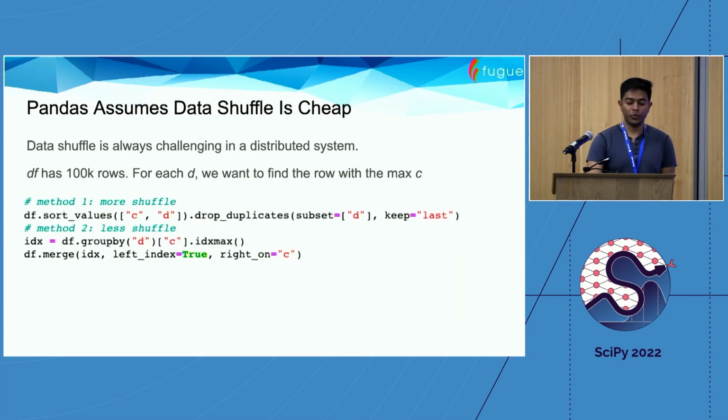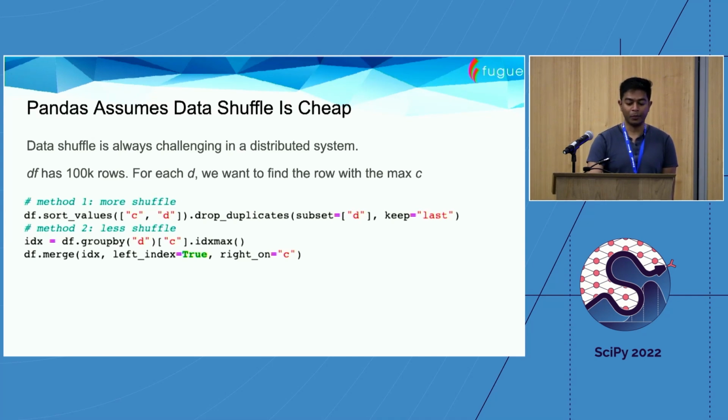Pandas also assumes that data shuffling is cheap. And data shuffling is something which is relatively challenging for distributed systems. For this benchmark, we have a data frame with 100,000 rows. And what we want to know is what row has the highest value of C for each unique value of D. There are two methods of doing this.